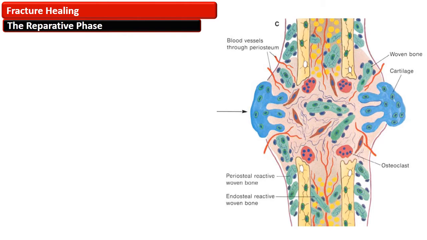The reparative phase is responsible for collection of all constituents needed for remodeling to start. Here you can see that jagged edges of the cortical bone have been eroded. There is revascularization of the marrow spaces, and the callus is composed of cartilage and woven bone.